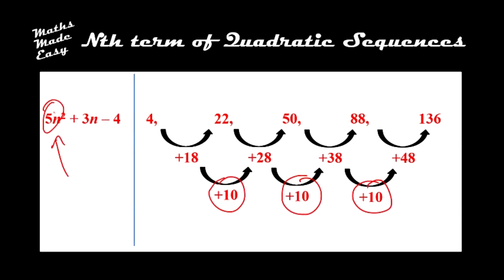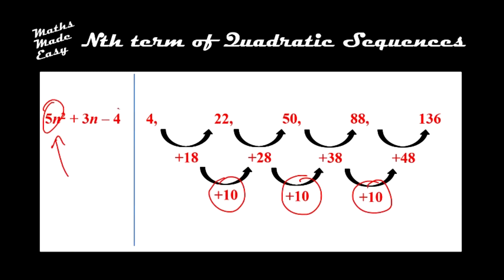So that 5 comes from the fact that the second difference is 10. If the second difference was 8, for example, half of 8 is 4, so it would be a 4n squared sequence. If it was 18, half of 18 is 9, it would be a 9n squared sequence, and so on. So when you find the nth term of a quadratic sequence, you find the second difference, half it, and you found out what goes with the n squared. So in this case, 5n squared.